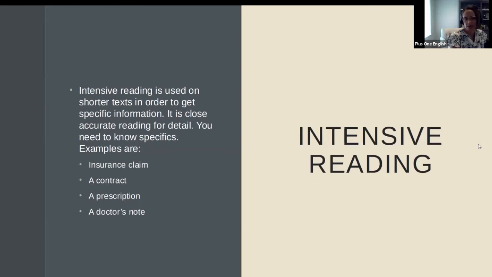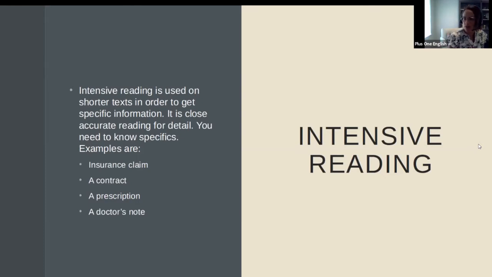Next is intensive reading. Intensive reading is used on shorter texts and you get specific information. It is close, accurate reading for detail. You need to know the specifics. Examples are insurance claims. We want to know how much money we need to spend. Anything that has to do with money, we're always very particular to read the details.